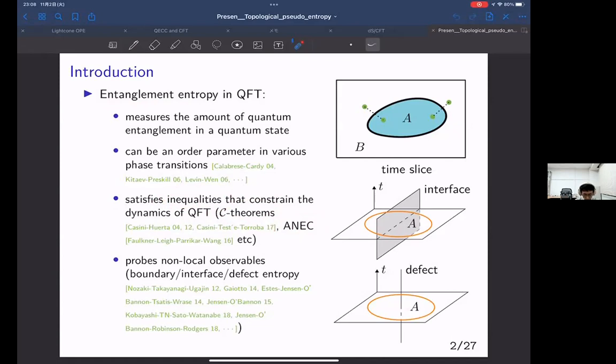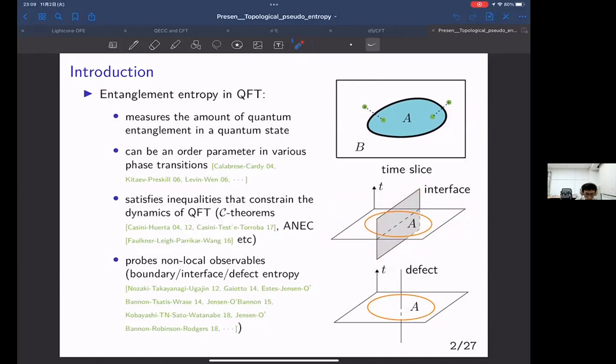And more recently, there are several studies of entanglement entropy not only in QFT, but also in QFT with non-local observables, like QFT with boundary, and also QFT with so-called defects or interfaces. This is the figure for the interface. When you consider entanglement entropy, you consider some region A like this, but sometimes there exists an interface which divides two regions. This is the right region and this is the left region. They may be different theories, but they are glued along the interface.